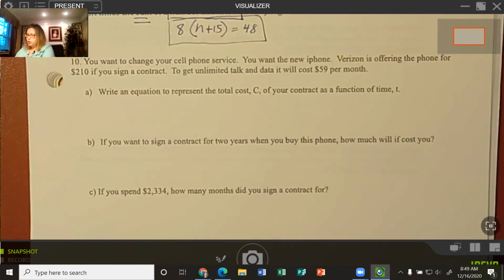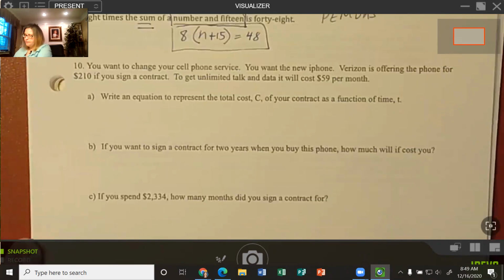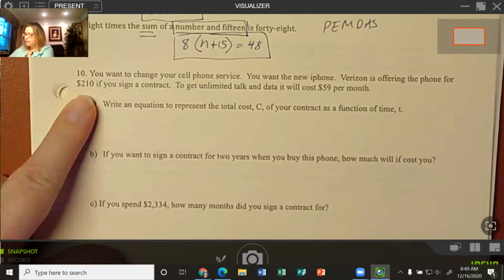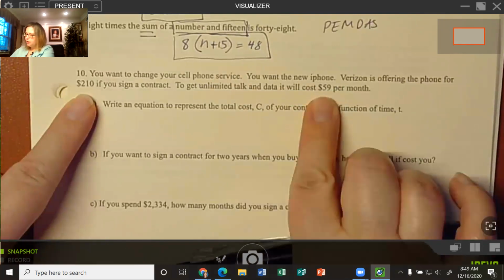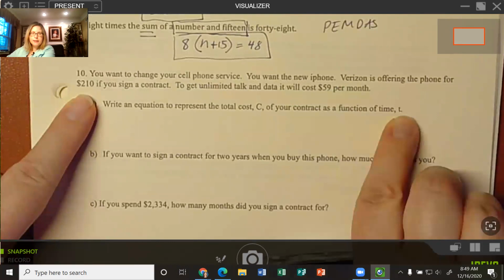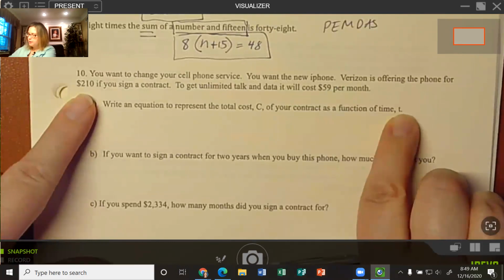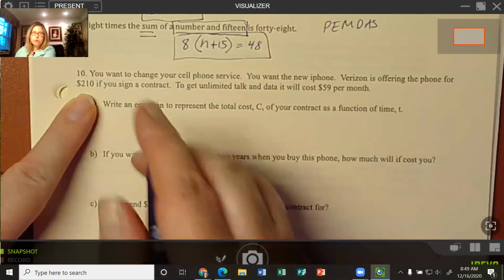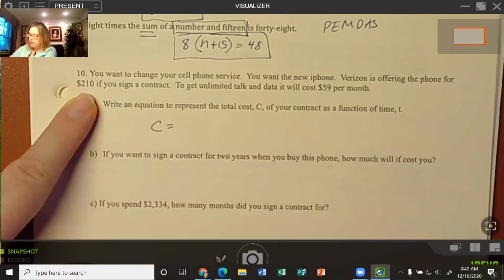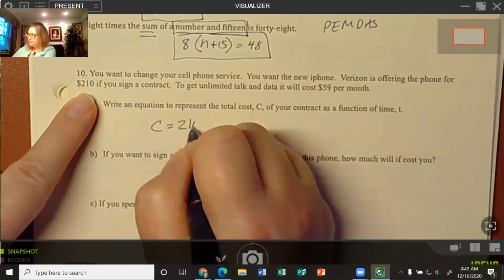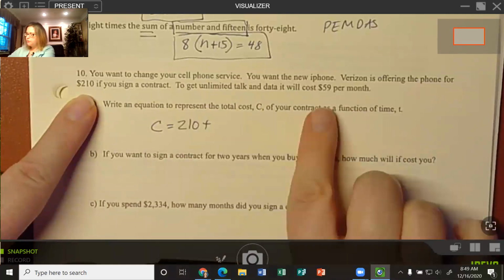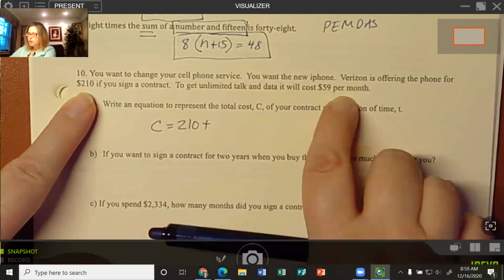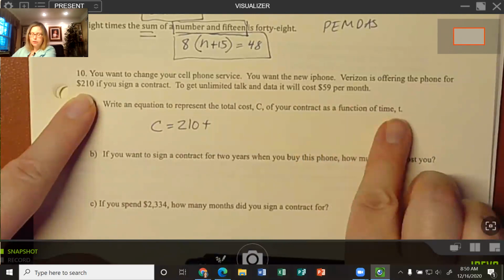Okay, so here we have the initial amount, $210 to buy the phone, and then $59 per month. And T is representing time, the number of months. So we would say our total cost, C, is equal to our initial amount, $210, plus $59 per month, so 59. And typically I would use M for month, but they're giving us specific directions to use T for time.